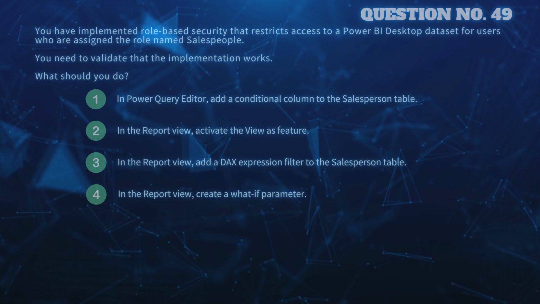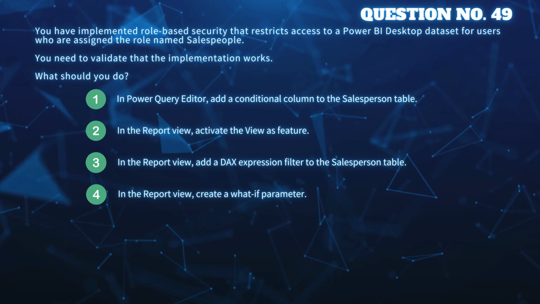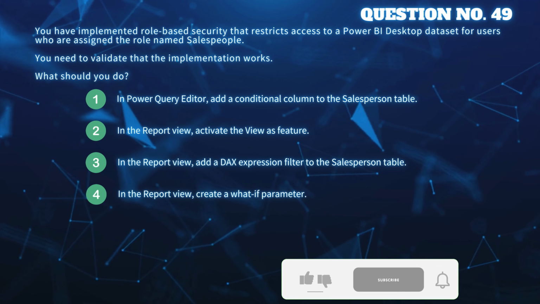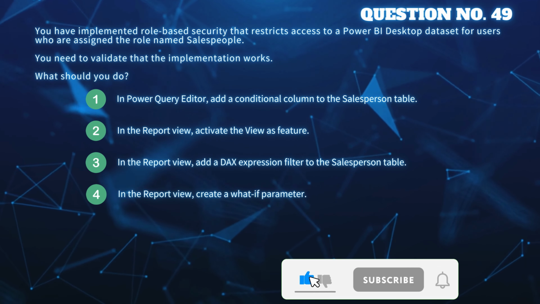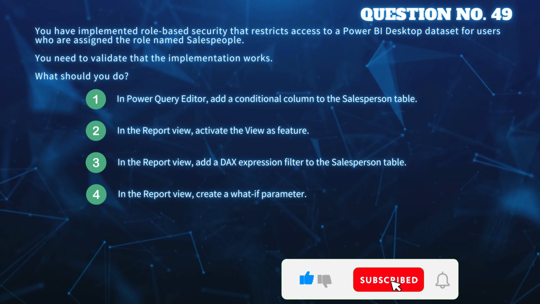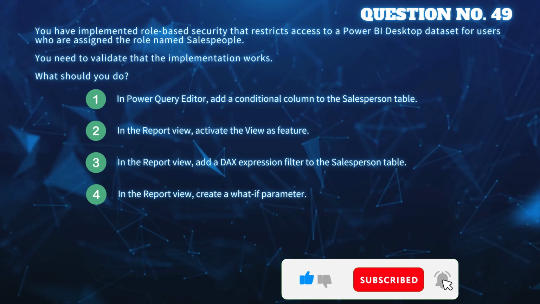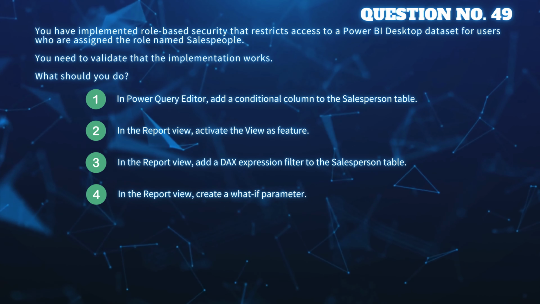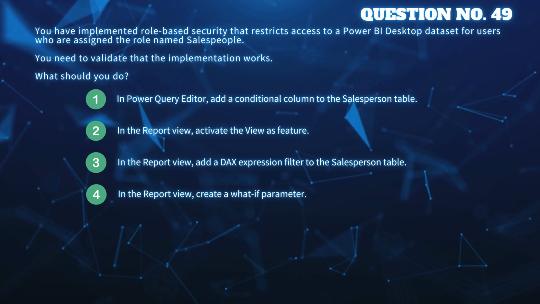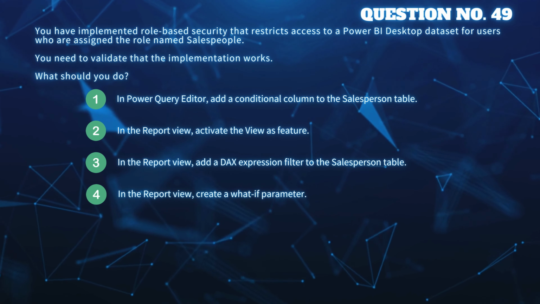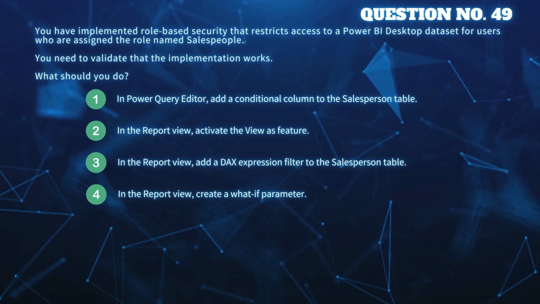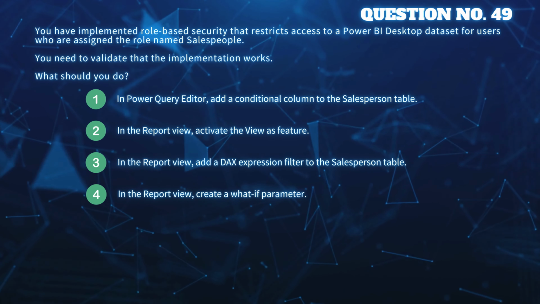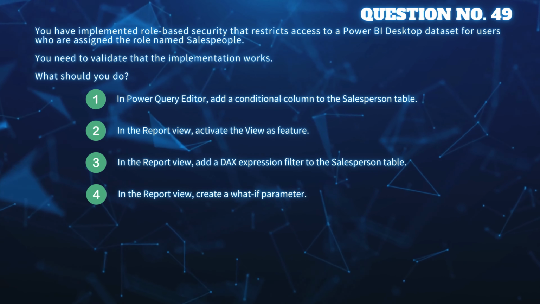You have implemented role-based security that restricts access to a Power BI Desktop dataset for users who are assigned the role named Salespeople. You need to validate that the implementation works. What should you do? Option 1, in Power Query Editor, add a conditional column to the Salesperson table. Option 2, in the Report View, activate the View as feature. Option 3, in the Report View, add a DAX expression filter to the Salesperson table. Option 4, in the Report View, create a what-if parameter.